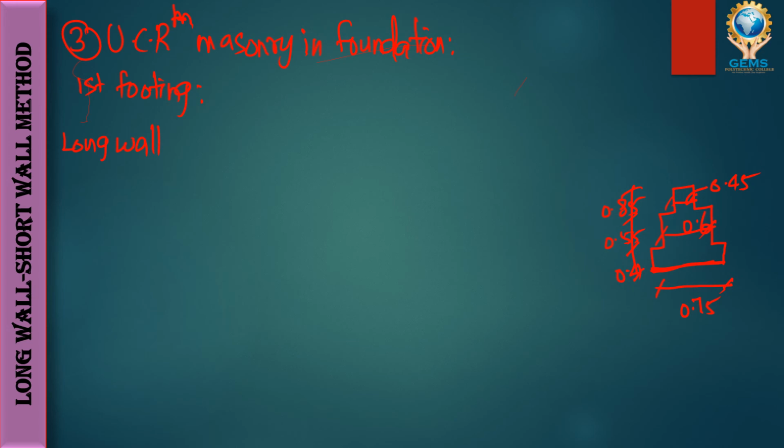So for the long wall, length is equal to L1 plus the width of the item, 0.75. L1 is given in the question, so we will get 7.71. Here the breadth will be B equal to 0.75, then the height will be 0.4. So quantity equals 4.626 meter cube. So this is for long wall L1.